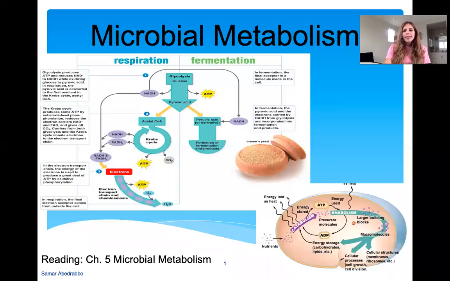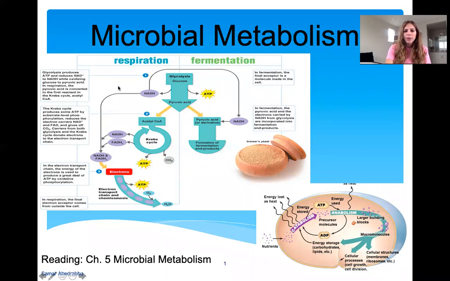Hi everyone. In this lecture, we're going to talk about microbial metabolism. In essence, we're going to talk about how bacteria get their energy, what they use for energy, such as sugars, carbohydrates, and how they break it down to get their energy, which for organisms is in the form of the molecule called ATP.